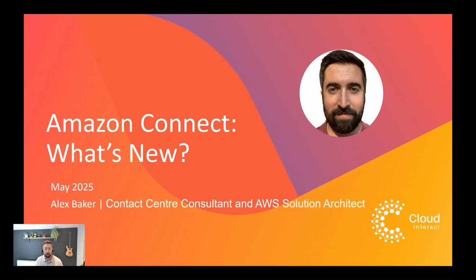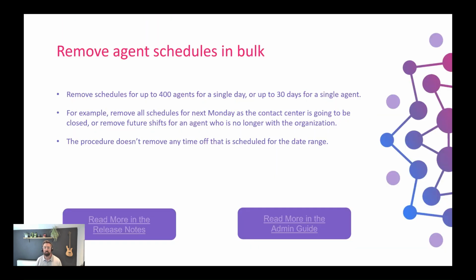First up, in forecasting, capacity planning and scheduling, you can now remove agent schedules in bulk, making it easier to manage your schedules. A couple of examples given: you might want to remove all schedules for next Monday as the contact center is going to be closed for a public holiday, or maybe you might want to remove all future shifts for an agent who's no longer with the organization.